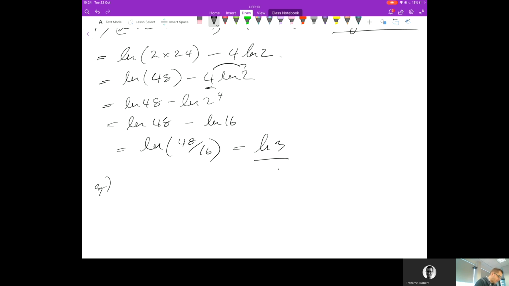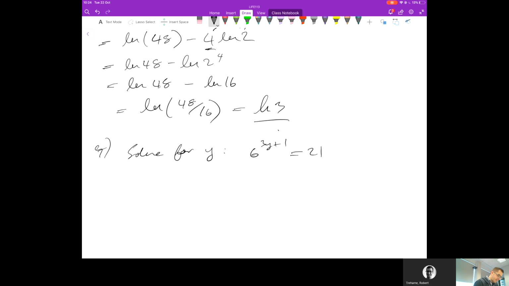G, last but not least. Okay, same thing, but I'm using y's instead of x's, right? Solve for y. 6 to the power 3y plus 1 equals 21. Again, take logs. I'll do it explicitly, right? I'll leave it there. Log of 6 to the power 3y plus 1 is equal to log 21.